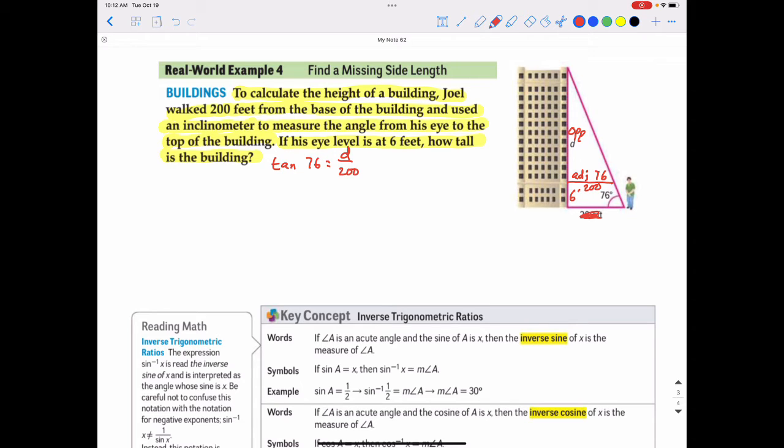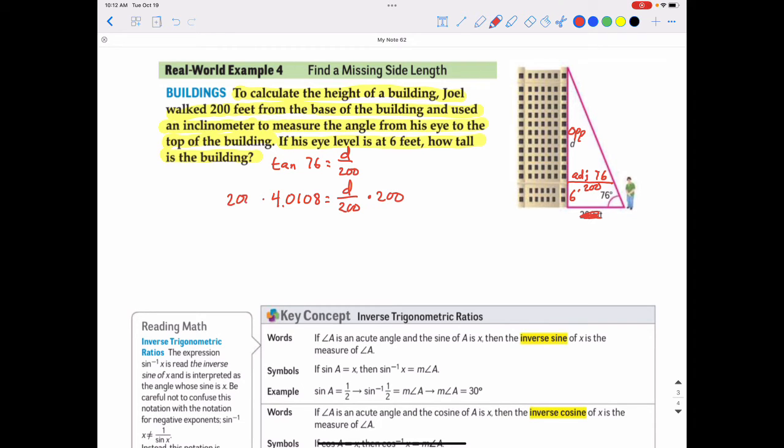Once you get it set to degree, and make sure it's not set to rad or R or grad or G, we will talk about those at a later date, you are going to find the tangent of 76. So the tangent of 76 would be about 4.0108 if I go to 4 decimal places. Equals D over 200. And then to solve for D, I would just multiply both sides times 200.